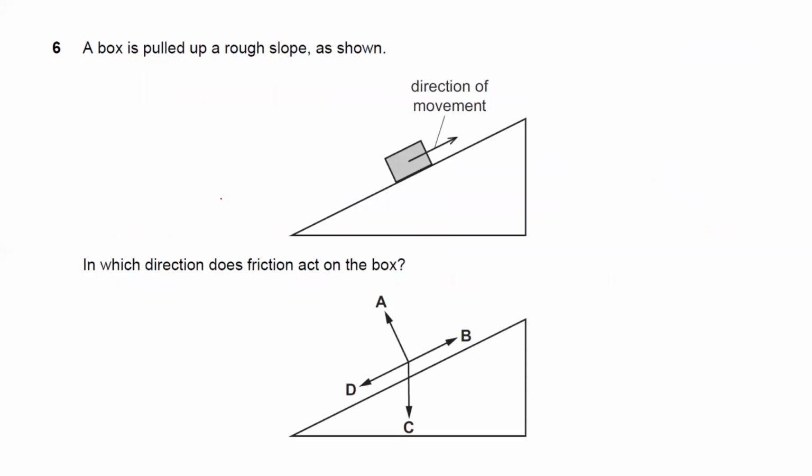Then question number 6, it says a box is pulled up a rough slope as shown. So this is a slope, and in which direction does the friction act on the box? If we are pulling it up, the friction will be acting in this direction. So the friction force will be acting in this direction. So answer D, or the force that corresponds to this direction, will be D. So this is the right answer.